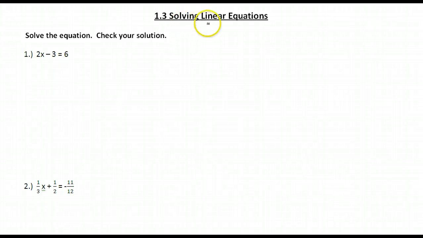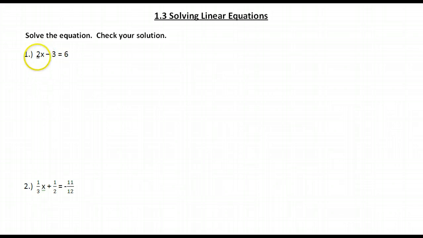In order to solve a linear equation, I need to isolate x. To do that, I need to undo the order of operations. If we look at problem number 1, in order to undo the order of operations, we first need to figure out what operations are happening to x.